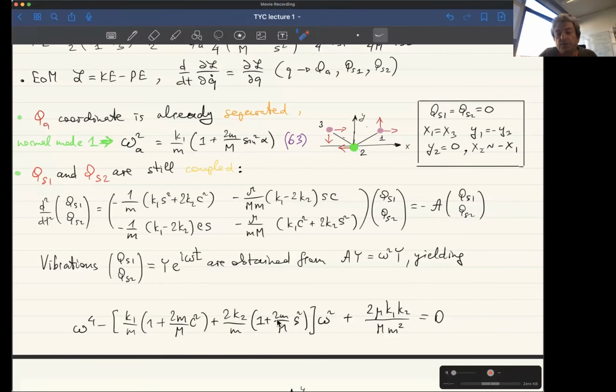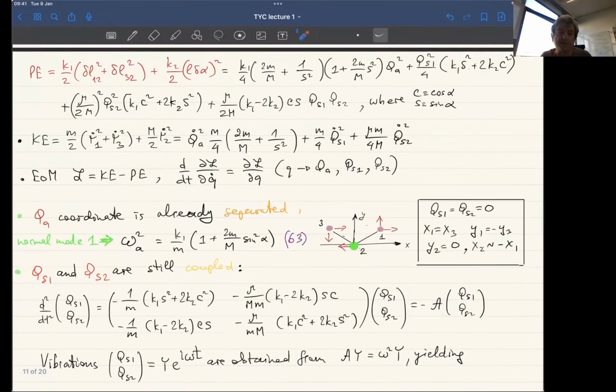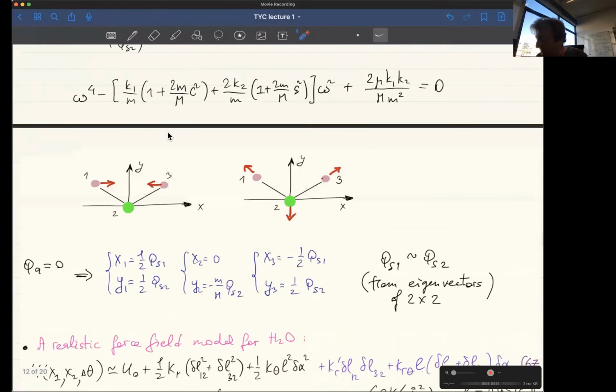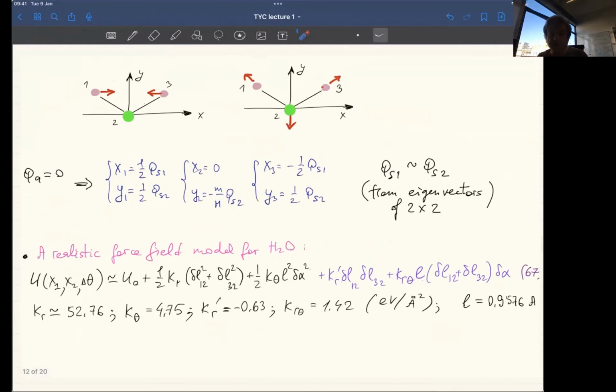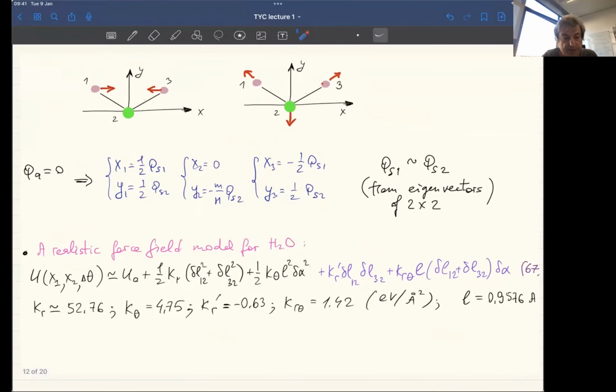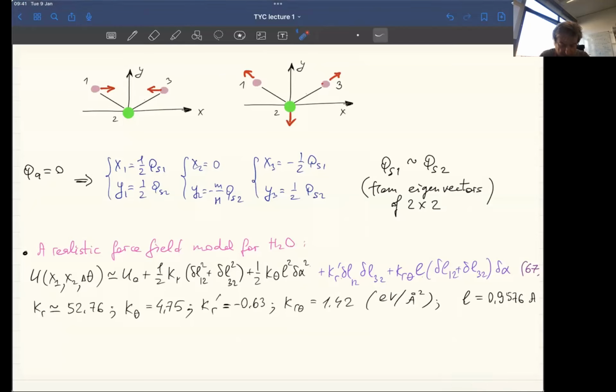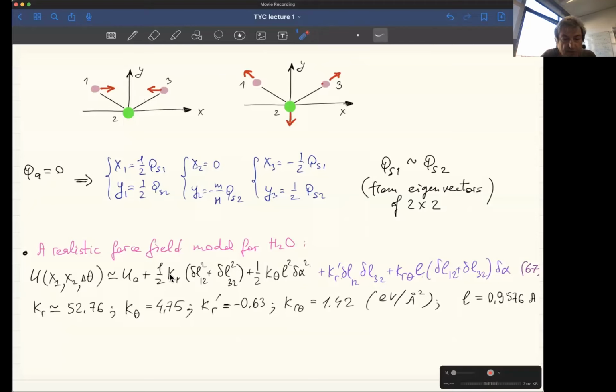So this would give you the full solution for the water molecule, and what you need from, say, DFT is to only determine these coefficients, and then you can determine from these equations all the vibrational frequencies of the water molecule. Here I give you one approximation to the water molecule potential energy surface with all the constants.